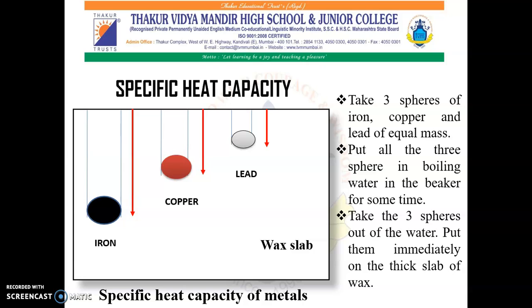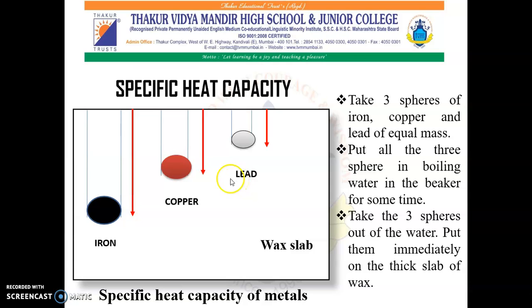Let us understand specific heat capacity with the help of one activity. Take three spheres of iron, copper and lead of equal mass. Put all three spheres in boiling water in a beaker for some time. Take the three spheres out of the water. All the spheres will be at a temperature of 100 degrees Celsius. Put them immediately on a thick slab of wax as shown over here in the picture. Note the depth to which each sphere goes into the wax.